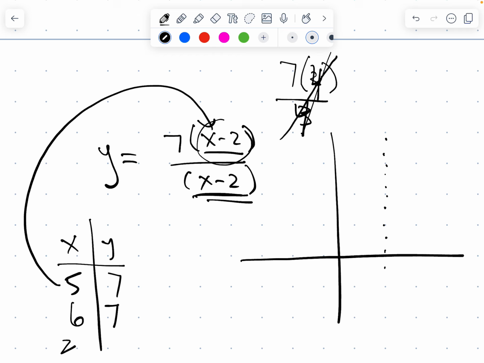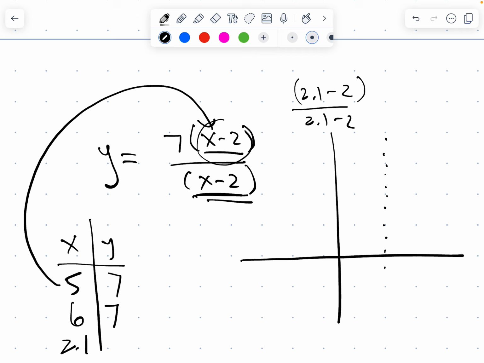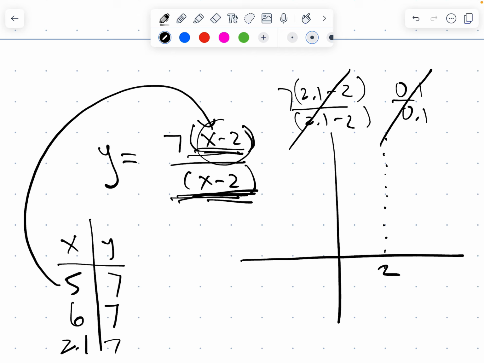What if I do 2.1? Then it'll be 2.1 minus 2 on top, and on the bottom, it'll be 2.1 minus 2. And then 2.1 minus 2 is 0.1, 0.1, and those cancel out, and I'm just left with 7. So what happens here at 2, it's not a vertical asymptote. It's also not an x-intercept. It basically is nothing. Does that mean that at 2 it's defined?